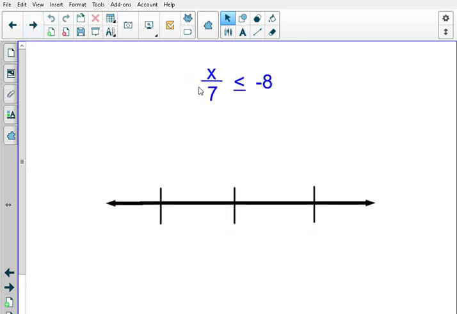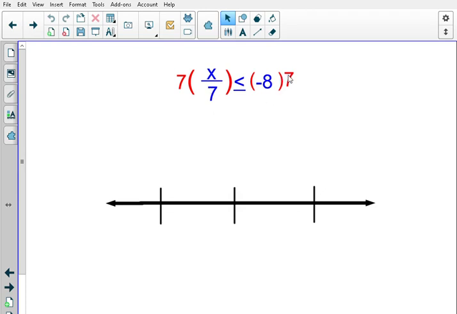Let's take a look at this one. There's a negative number in it. Let's see if we need to switch the sign. They're dividing x by 7. The inverse of dividing by 7 is to multiply by 7. Since our inverse operation involves us multiplying by a positive 7, there's no need to change the direction of our inequality sign. These 7's cancel out, leaving us with x.